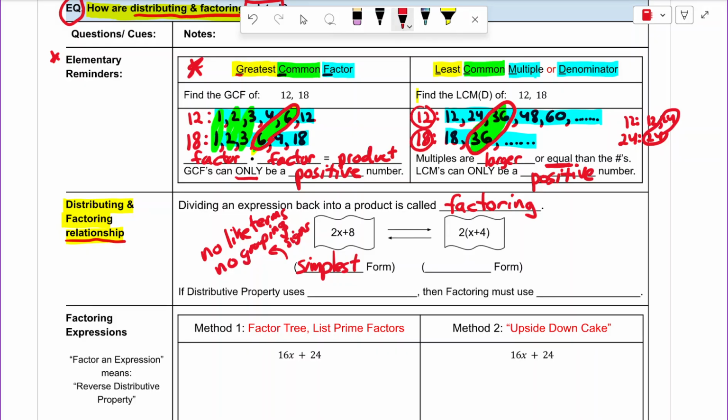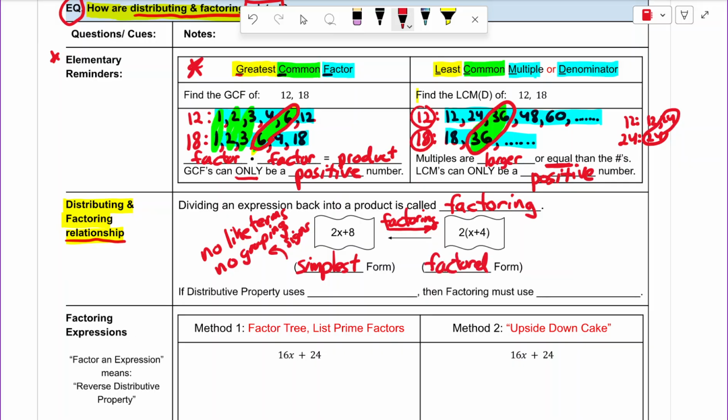Now, if you take this one in simplest form and make your arrow going this way, that is called factoring. We're going to change this into this, what we already know. That's called factoring. And this one says 2 times the quantity of x and 4. So this side is called the factored form. So when you're factoring, you're making it into the factored form.